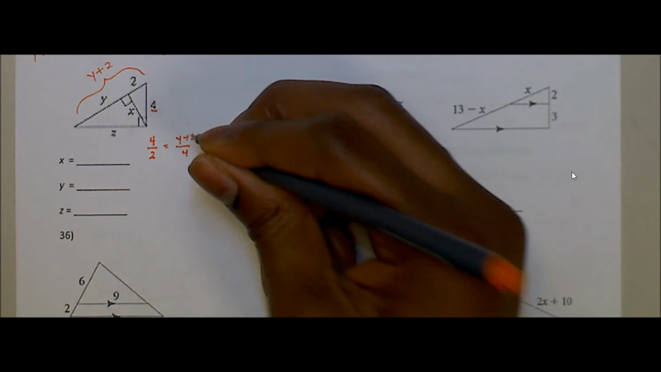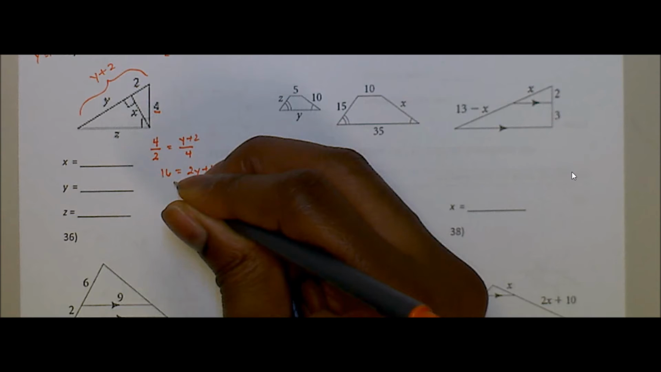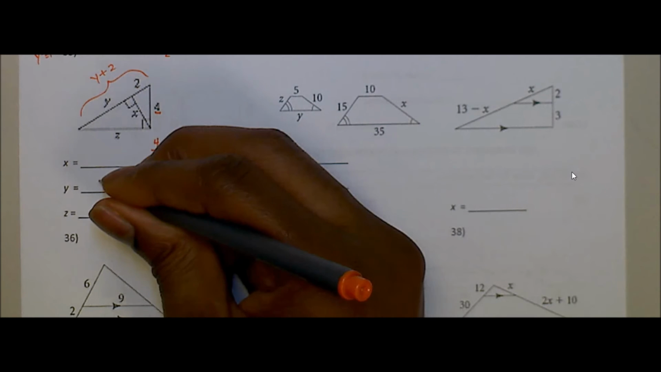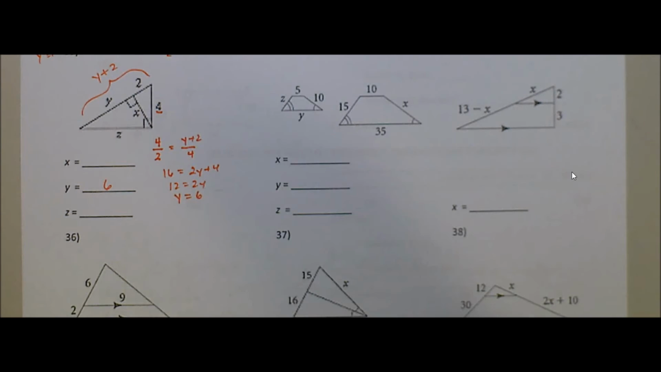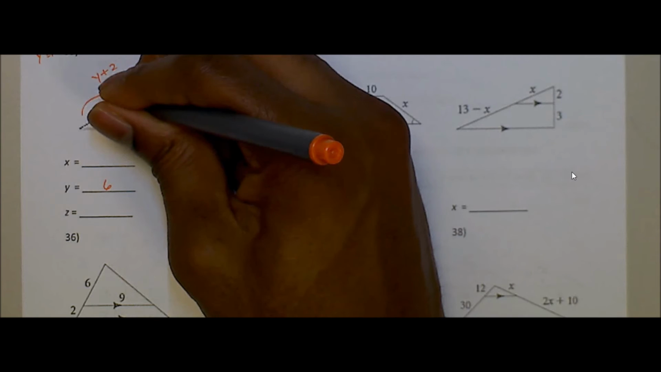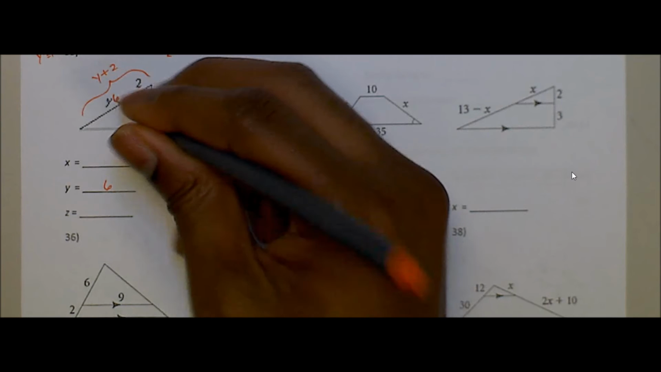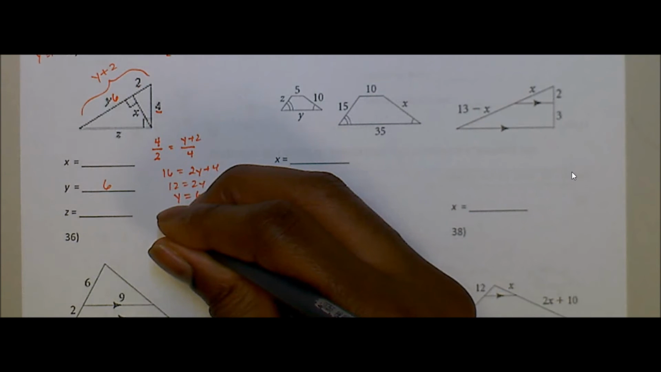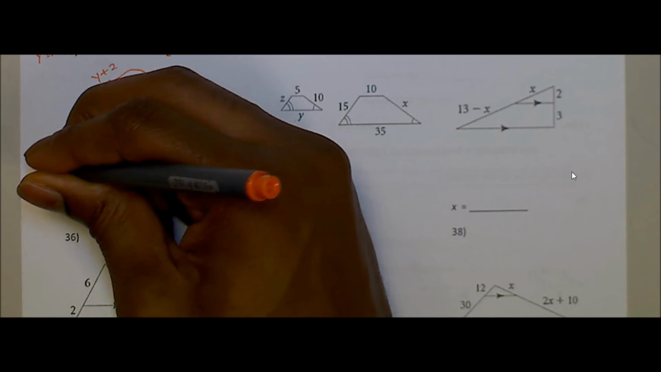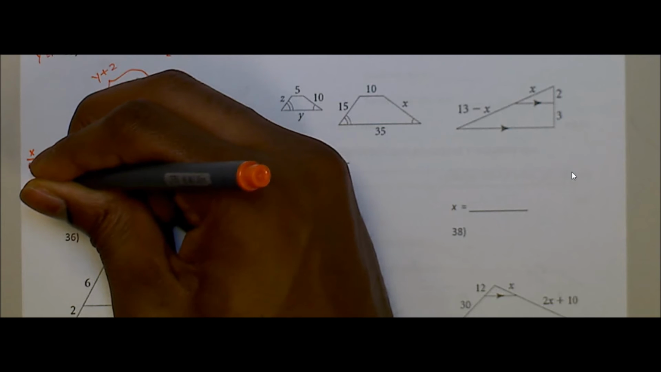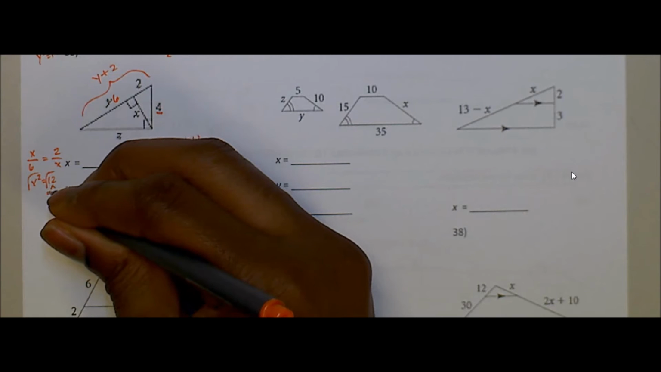Okay, so we can cross multiply now. 16 equals 2y plus 4. 12 equals 2y, y then equals 6. Now that we know that y is 6, it'll make finding x that much easier because x is the geometric mean between these two numbers, 2 and 6. So x is the geometric mean between 6 and 2. Cross multiply, x squared equals 12. Take the square root. That's 4 and 3, 2 radical 3.